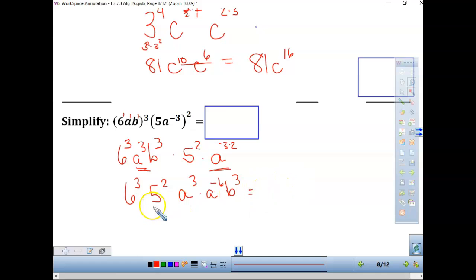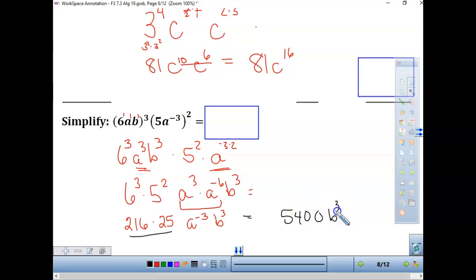So if I'm looking at that, 6 to the third is 216, and 5 to the second is 25. Definitely using my calculator. I have a to the 3 and a to the negative 6, which leaves me with a to the negative 3. And I have b to the 3. I cannot have any negatives in my answer for an exponent. So I'm going to multiply these two together. That gives me 5,400. I'm going to keep the b to the third, and I'm going to move the a to the denominator over a to the third.